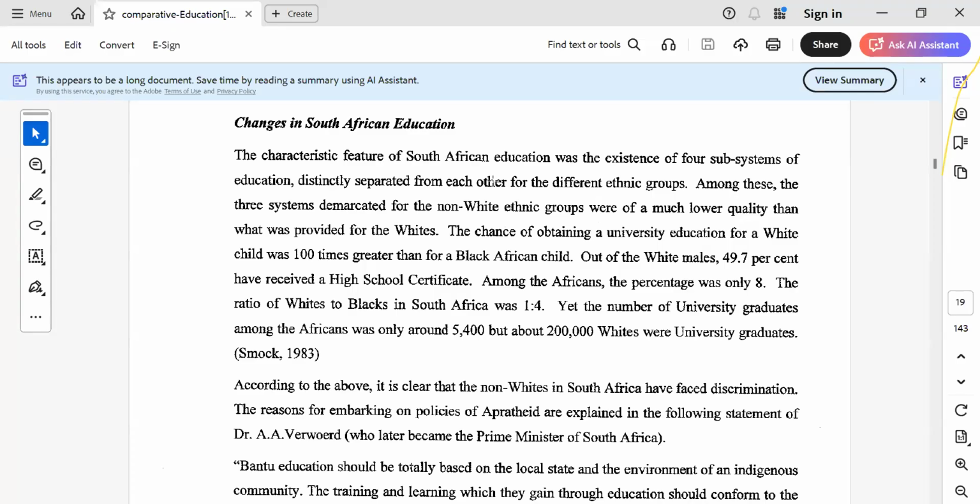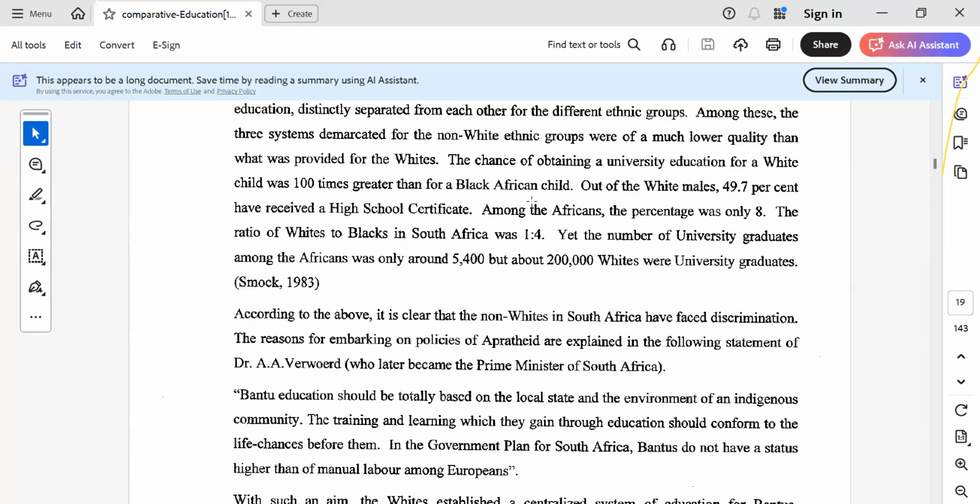So according to the above, it is clear that the non-whites in South Africa have faced discrimination, and the reasons for embarking on policies of apartheid are explained in the following statement of Dr. A. Verwoerd, who later became Prime Minister of South Africa.